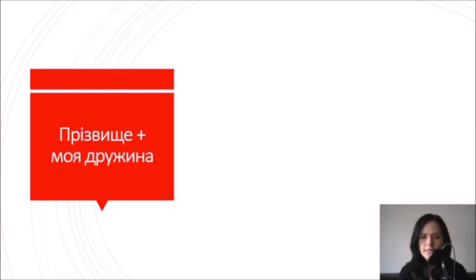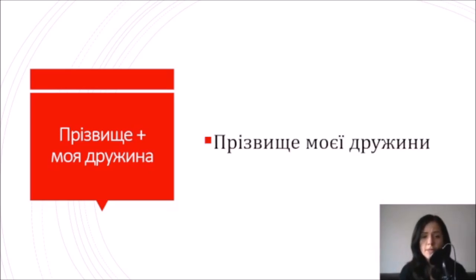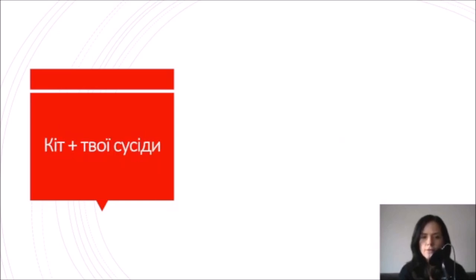Прізвище, моя дружина. Прізвище means surname, and моя дружина means my wife. So to say my wife's surname or the surname of my wife in Ukrainian, we will say: прізвище моєї дружини. Next. Кіт, твої сусіди. Кіт means cat and твої сусіди means your neighbors. So the cat of your neighbors or your neighbor's cat in Ukrainian will be: кіт твоїх сусідів. Next.